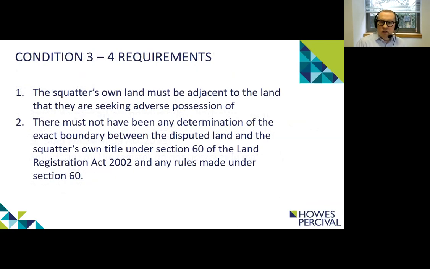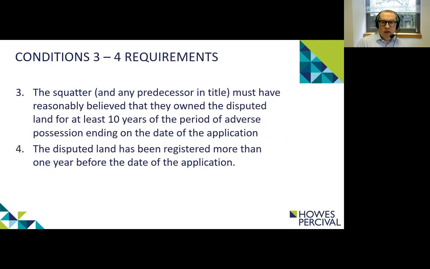And in order to show that, they need to satisfy 4 requirements. Firstly, their land must be adjacent to the land that they're seeking adverse possession of. There mustn't have been a boundary determination. The squatter and any predecessor in title must have reasonably believed that they own the disputed land for at least 10 years. And the disputed land must have been registered more than 1 year before the date of the application.